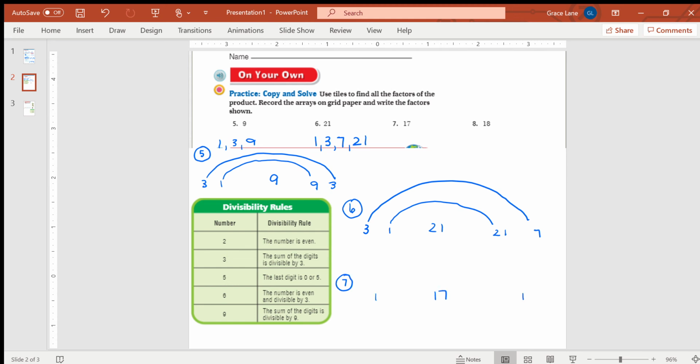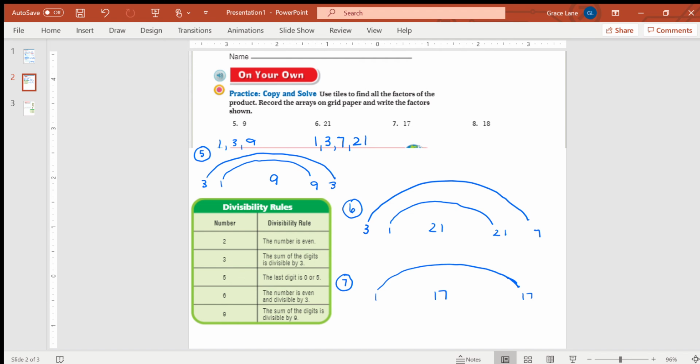1 and 17. Okay, so then now I can't think of any other factors, but just to double check, look at my divisibility rules. Check 2, the number is even. 17 is not even, so it can't be divided by 2. Try 3. The sum of the digits is divisible by 3. If you add 1 and 7, that cannot be divided by 3.